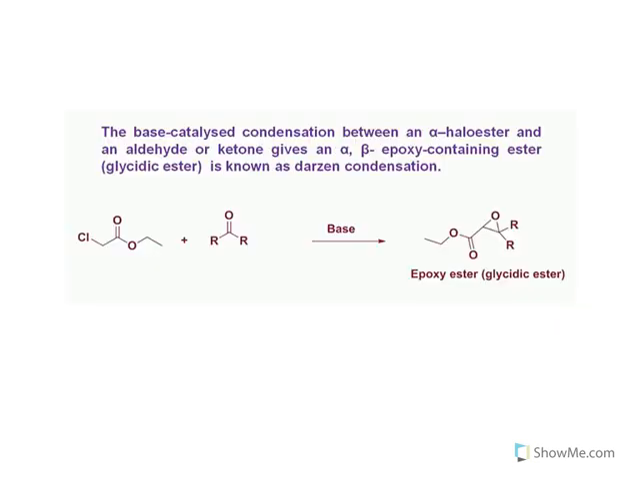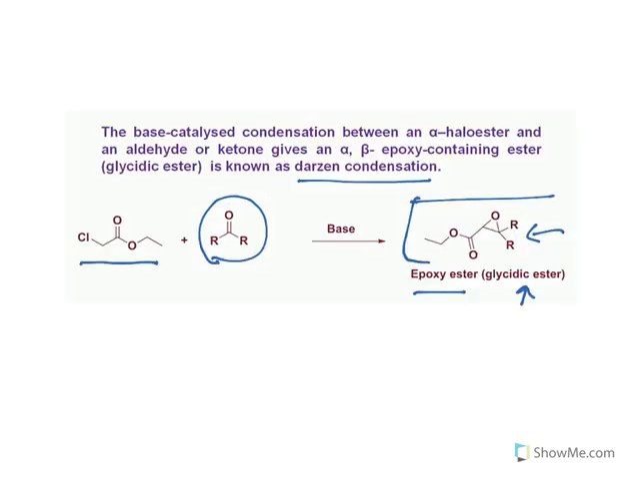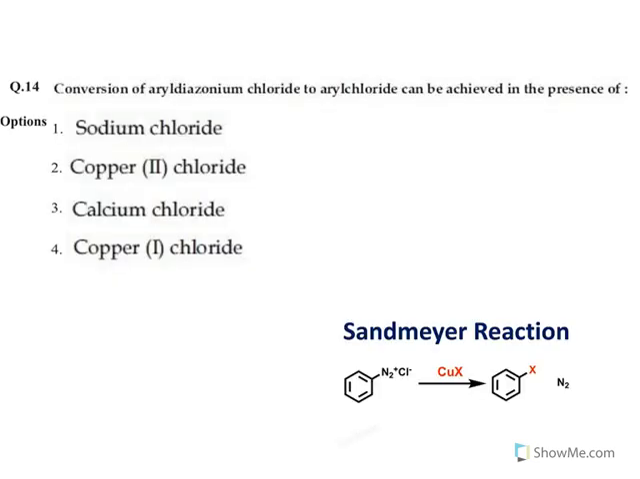In detail, see, this is an alpha halo ester, with a carbonyl group. In the presence of base, you get this. See, epoxy esters are known as glycidic esters. This is what I have explained. So simple one. This is known as Darzens condensation. So that is the Darzens glycidic synthesis or Darzens condensation. This is given in the syllabus. So I'm telling you the named reaction, just learn what the transformation is, what the medium is. That is enough. Moving to the last one.